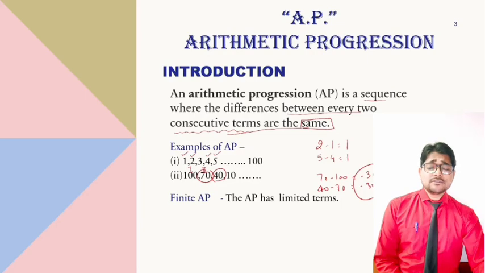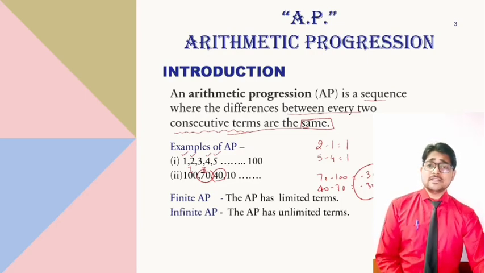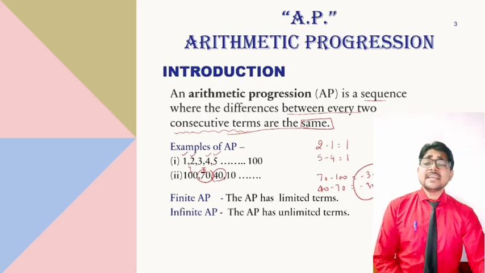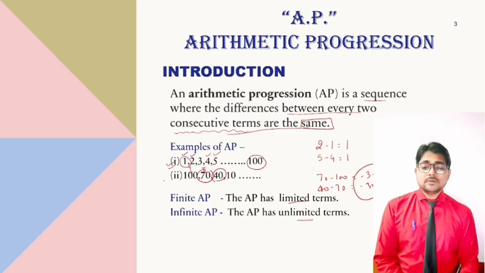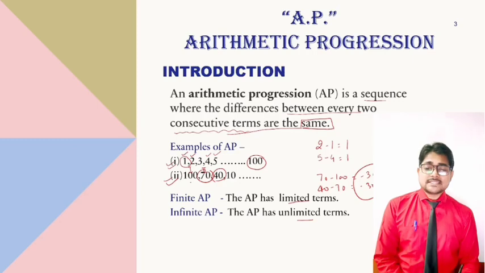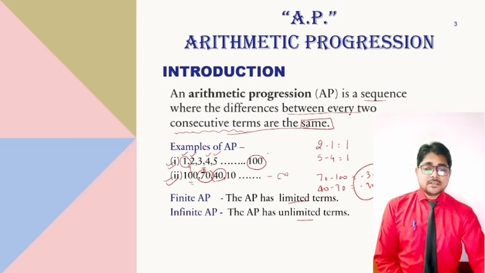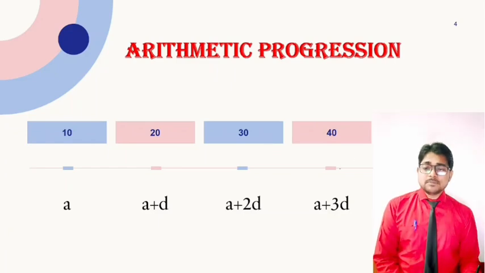So we have two kinds of AP. One is finite AP and the second one is infinite AP. Finite AP has limited terms. Remember this thing, it has limited terms. Like the first example is a limited term example. We know that it starts from 1 and ends at 100. The second one is an example of unlimited terms. It starts with 100, but it will go down to minus infinity. So see here, this is also an example of AP.